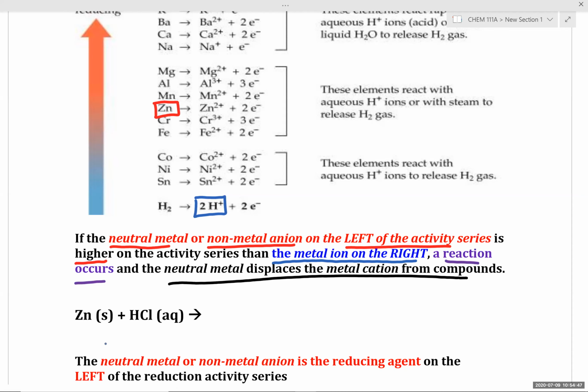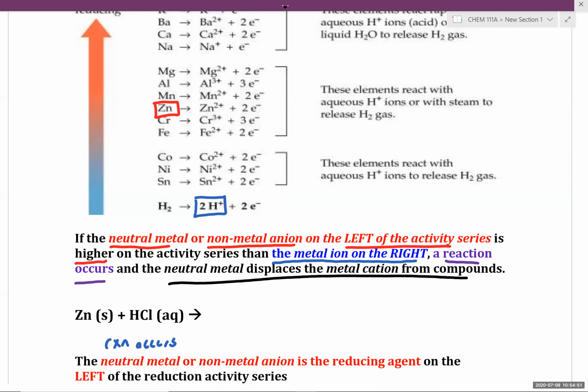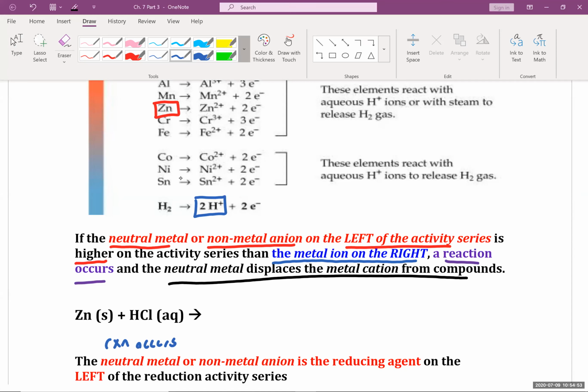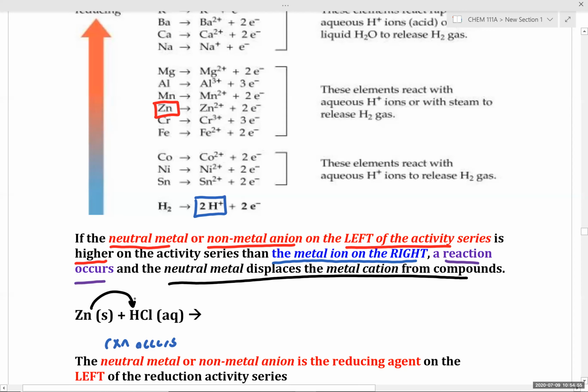So a reaction occurs, and as a result, zinc will displace hydrogen from hydrochloric acid, giving us zinc chloride aqueous and hydrogen gas.